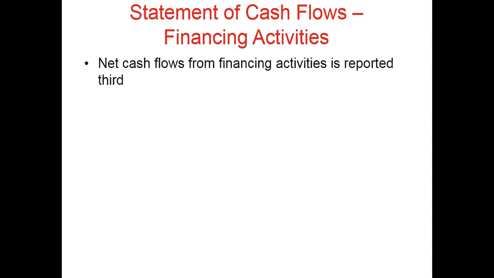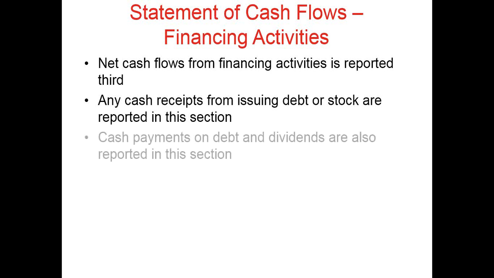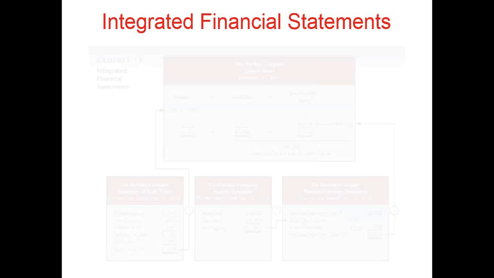The third section is our financing activities. Have we received new loans or paid down loans? Have we sold stock or bought back stock? Have we paid dividends? All those areas are listed in this section.